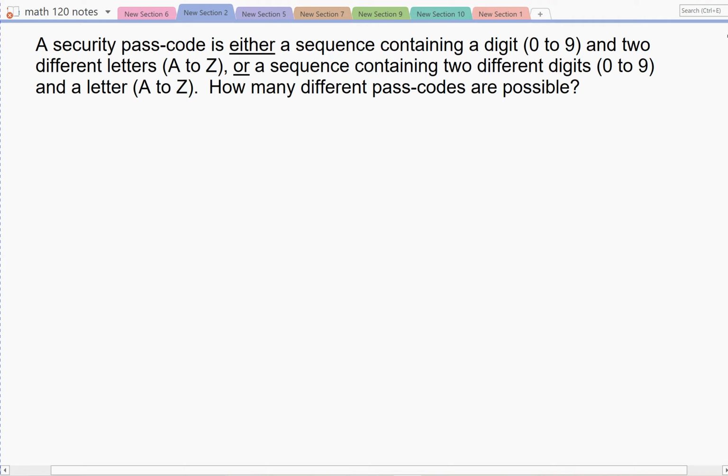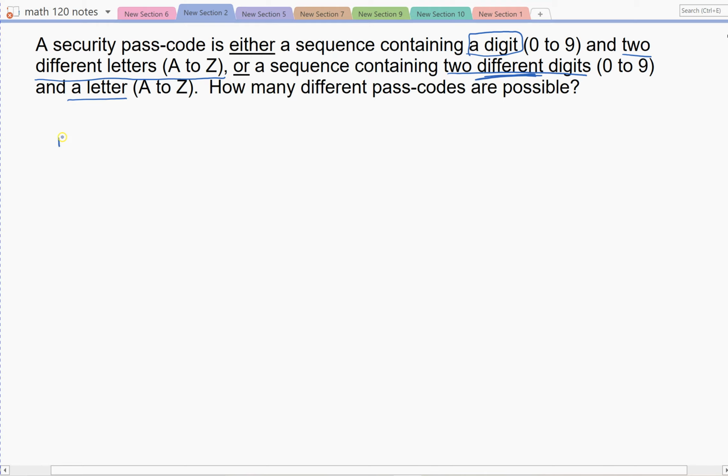So a sequence containing the digits 0 through 9 has either a digit and two different letters, or two digits, and they have to be different, that's important, and a letter. How many different passcodes are possible?